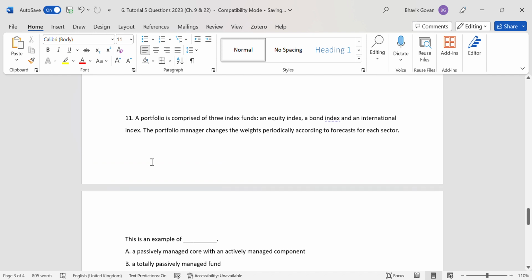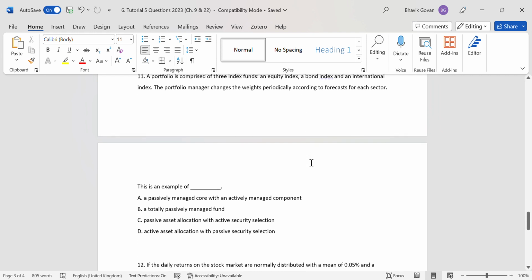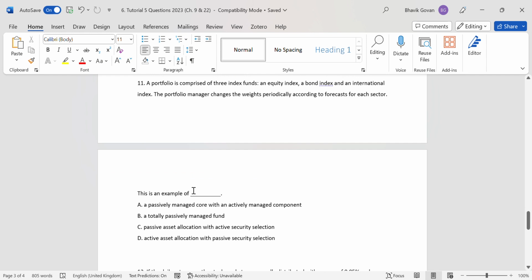A portfolio is comprised of 3 index funds, an equity index, a bond index, and an international index. The portfolio manager changes the weights periodically according to forecasts for each sector. This is an example of A, a passively managed core with an actively managed component, B, a totally passively managed fund, C, passive asset allocation with active security selection, and D, active asset allocation with passive security selection. The right answer is D.